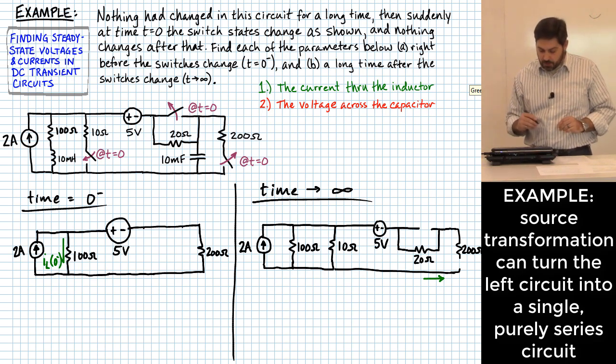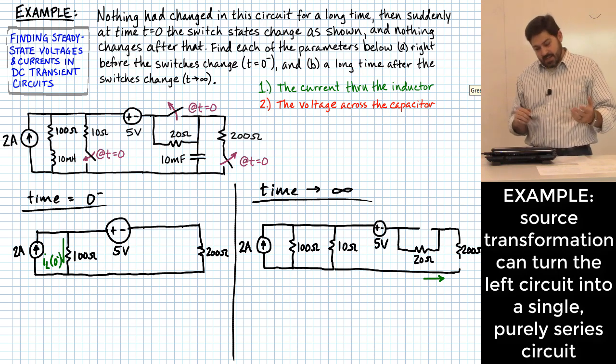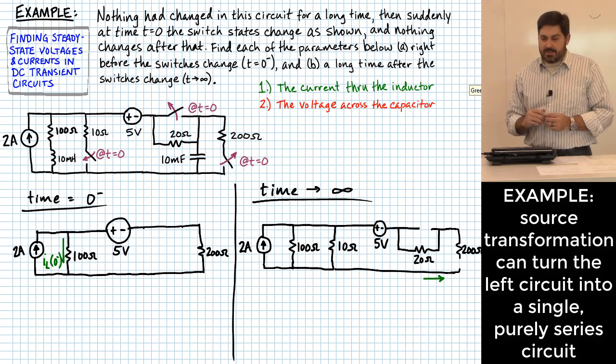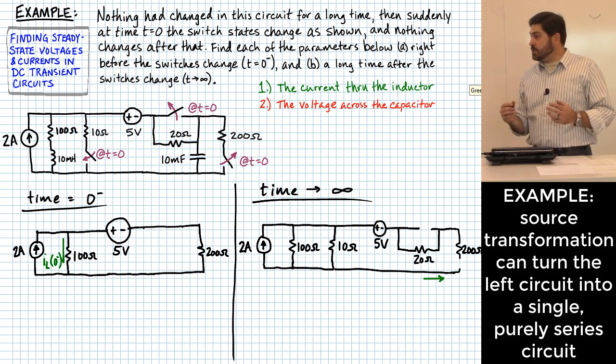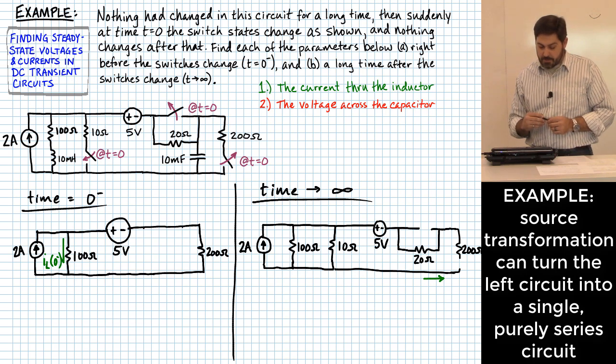Okay, I can solve for it. What's a good technique for solving for it? I do like source transformation. What do I like about source transformation? It's pretty easy to do for one thing, and we can turn this circuit into something that might be easier for us to deal with if we do that.